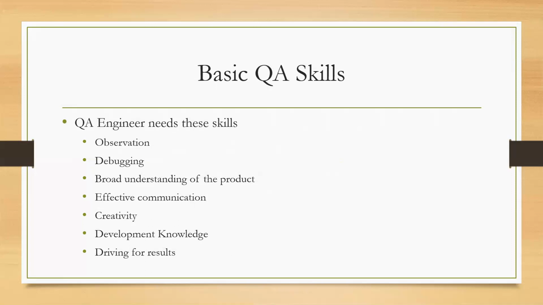And effective communication is needed for any engineer to communicate his status, or to explain the issue properly to higher management or development peers. And creativity is needed for a QA engineer. In automation, they have to use their creativity.